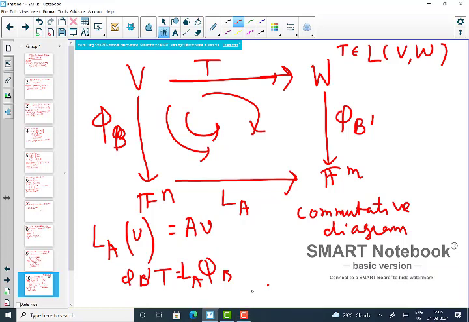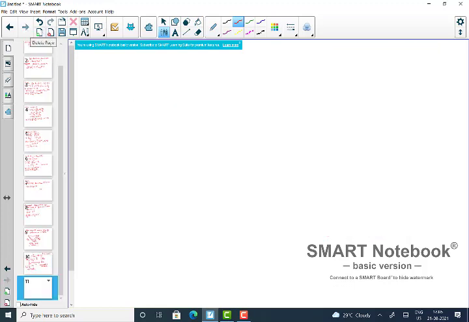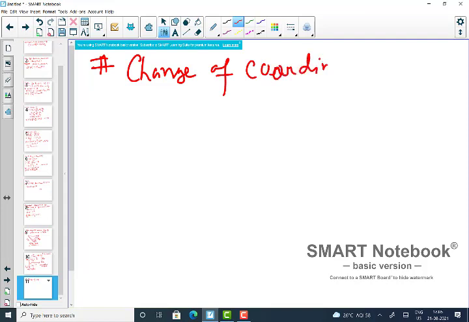Now the question is that we learn a new idea, and this is called change of coordinate matrix or change of basis matrix, whatever you can say. Some people call it change of basis matrix, some people call it change of coordinate matrix. Okay, doesn't matter.